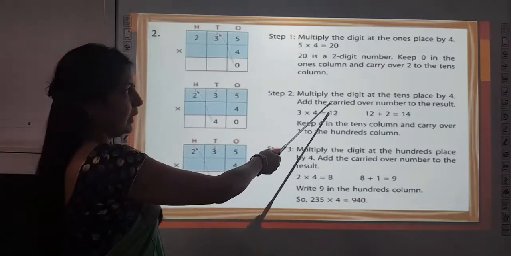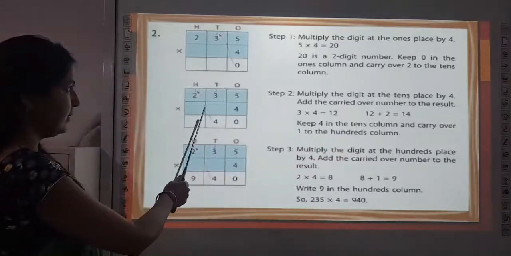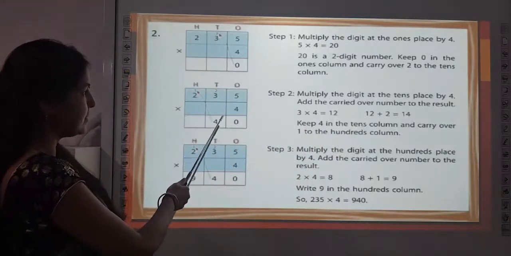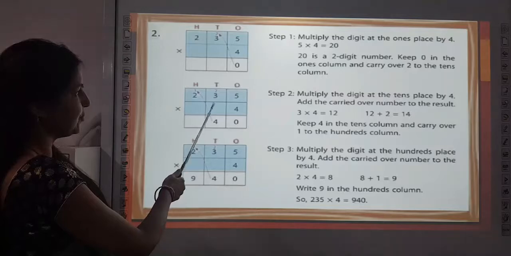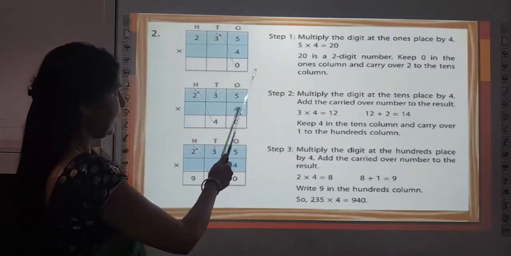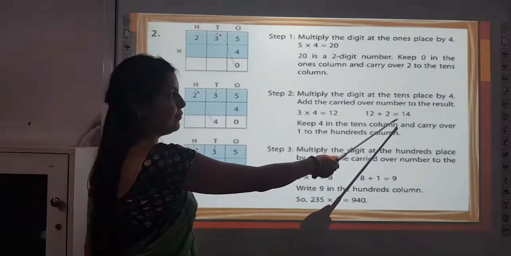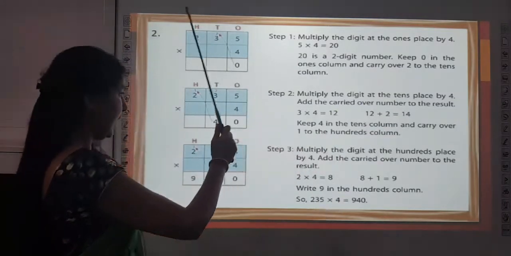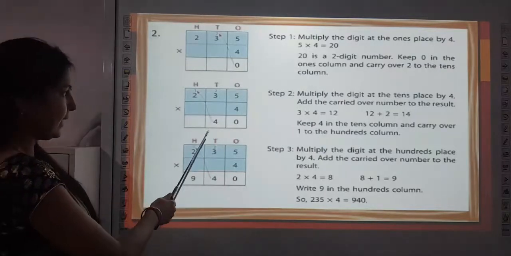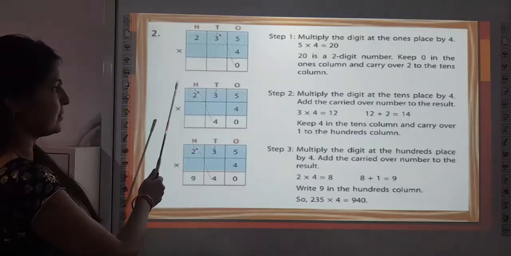Step 2, multiply the digit at the tens place by 4. Here 3 is at tens place. So, we are going to multiply 3 by 4. It will be 12. Now, we will add the carried over number in 12. 12 plus 2 will be 14. We have to write 4 at tens place and we will carry 1 at hundreds place.